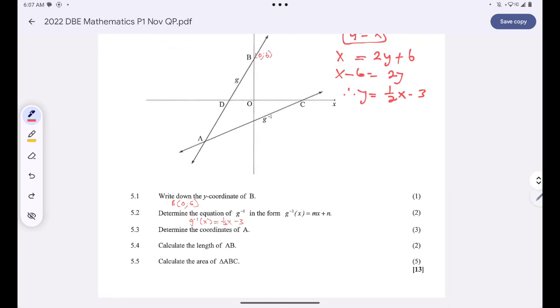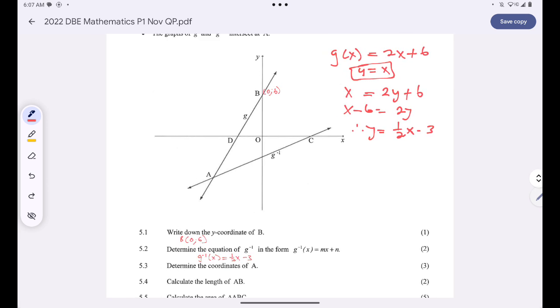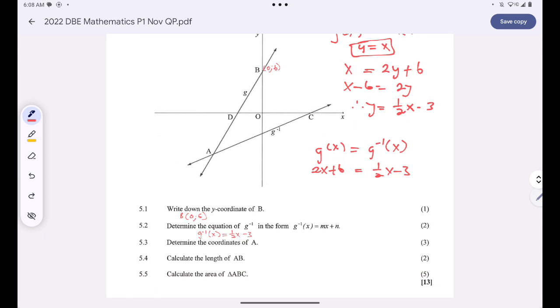Now they want us to find the coordinates of A. A is the point of intersection of the two graphs, the inverse and the original graph. So I'll simply say g of x will be equal to g inverse of x. This is 2x plus 6 equaling 1 over 2 x minus 3. I want to solve for x. I must multiply everything by 2. I'll have 4x plus 12 is equal to x minus 6.